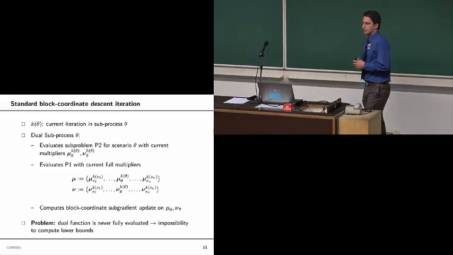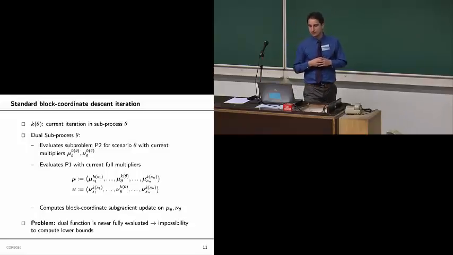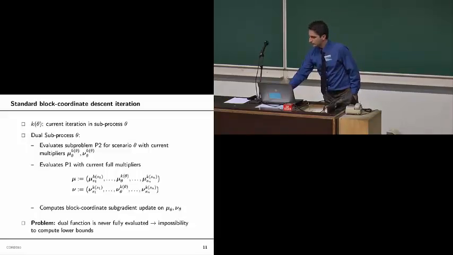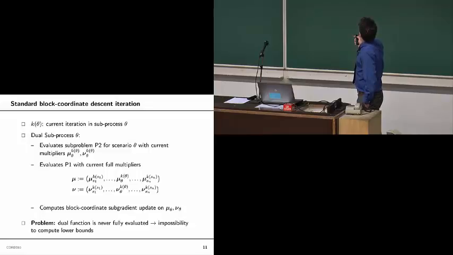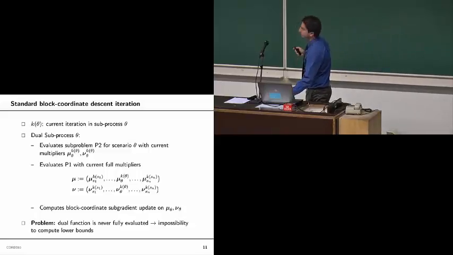Now, a standard block coordinate descent iteration algorithm, the way it would approach this problem is that you would basically solve each of these components over here for the latest multipliers that are available, and it would also solve, so in fact, these sub-processes here are in fact solving two mathematical programs.